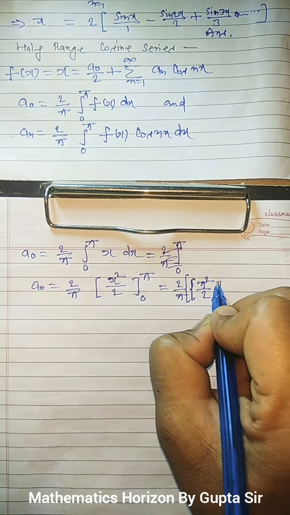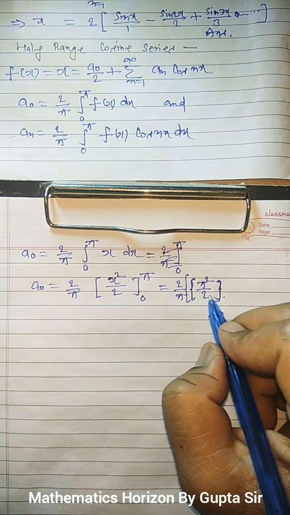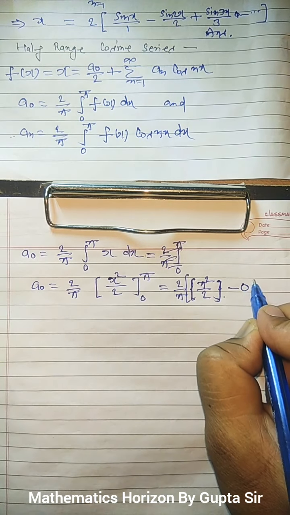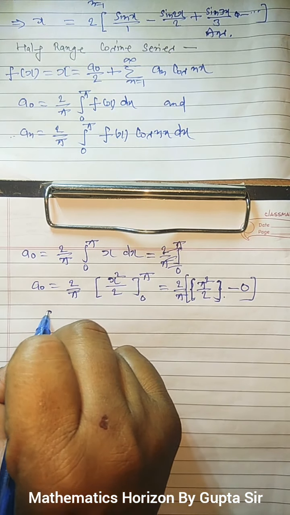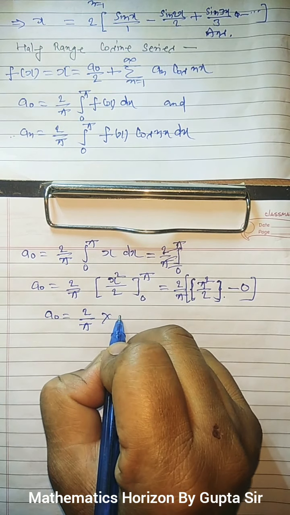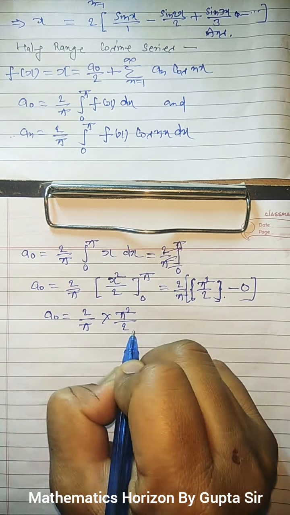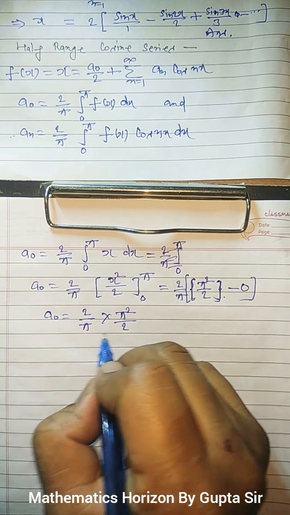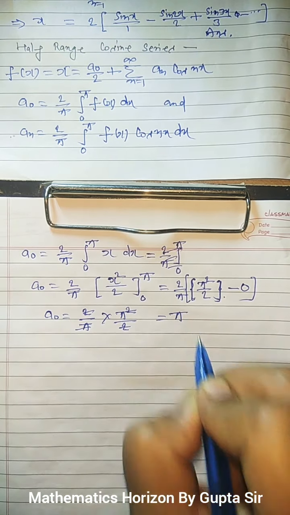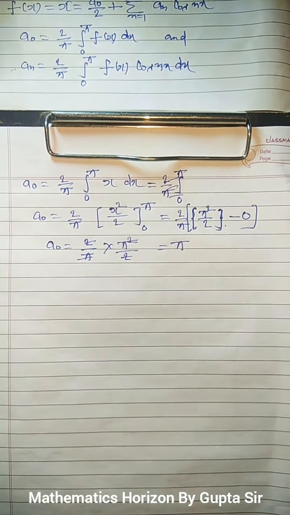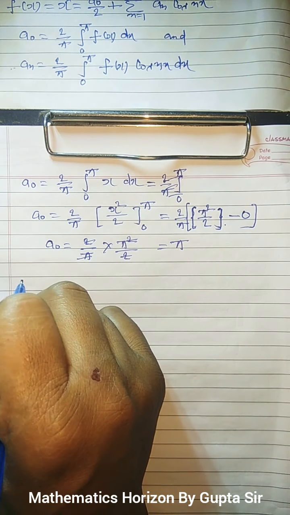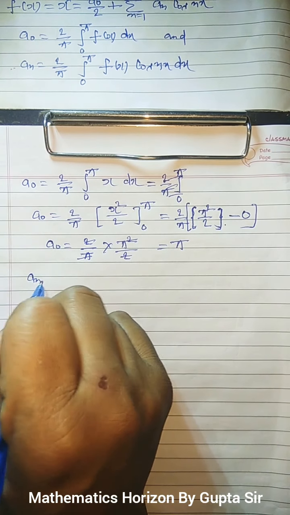Suppose this is the curly bracket. When we put x equal to 0, we get a0 equal to 2 upon pi into pi square upon 2. Now this 2 and this 2 cancel out, and we have only a0 equal to pi. Okay. Next we calculate the second Euler's coefficient an.